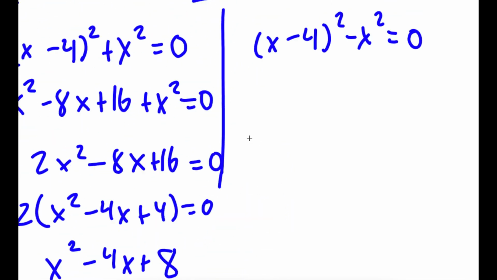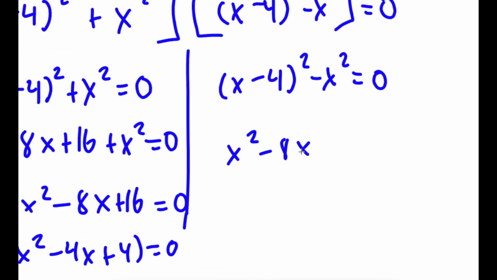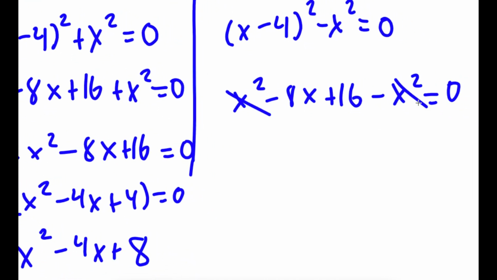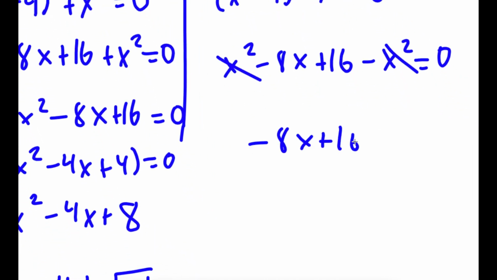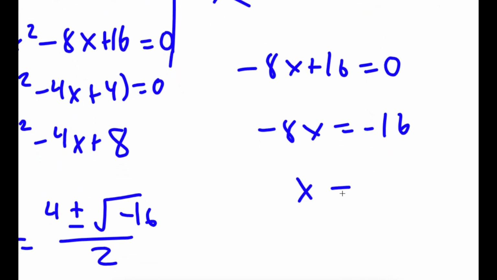So these are two solutions. And now for this, I have x squared minus 8x plus 16 minus x squared is equal to 0. So then these two cancel out, so now I have negative 8x plus 16 is equal to 0, meaning negative 8x is equal to negative 16, and x is equal to 2.